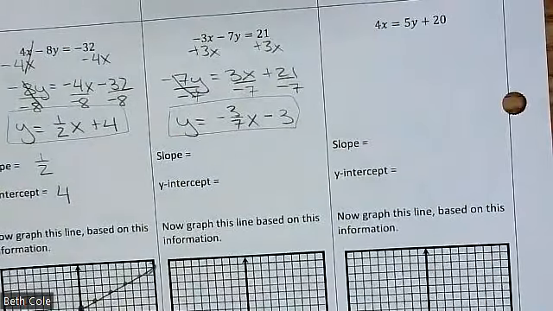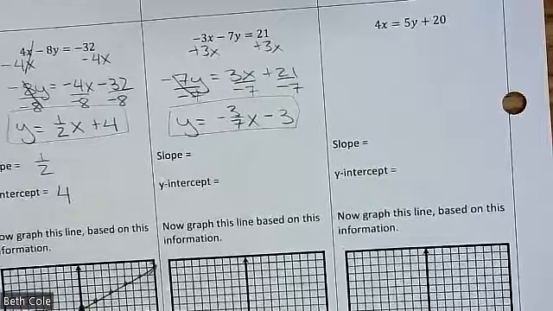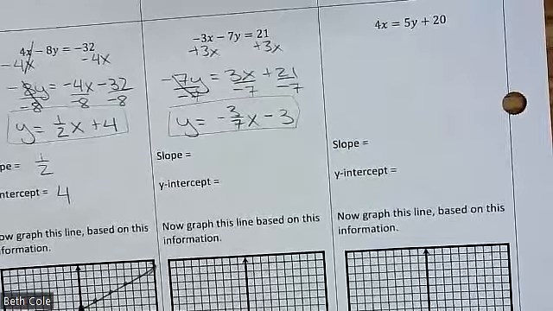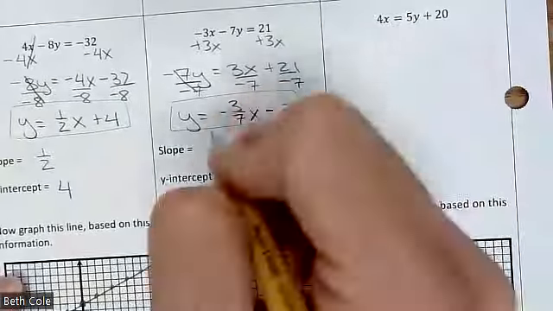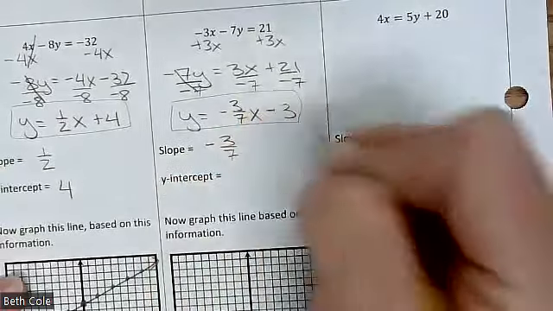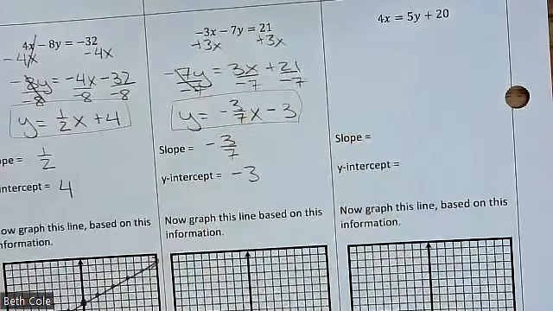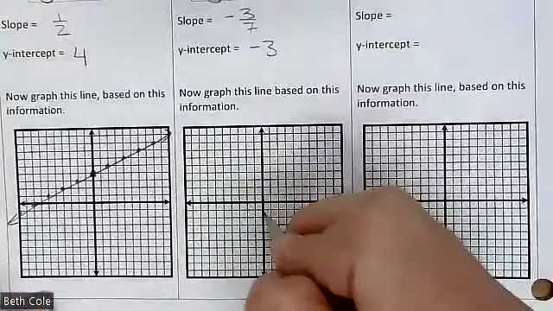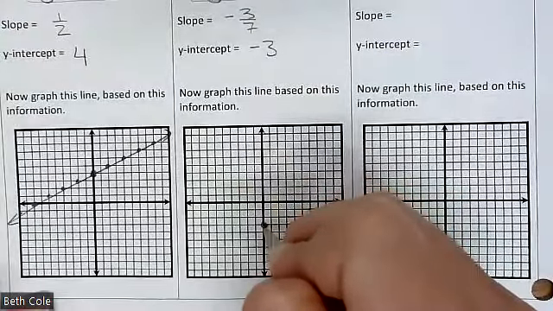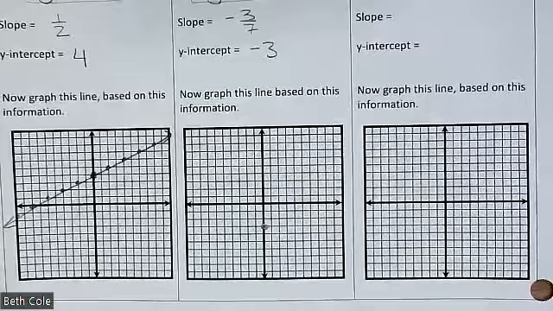Yes. You would have a calculator. You'd always be able to type it in on a quiz or test. So slope is negative 3/7. Y-intercept, negative 3. And you're going to graph that. So plot your y-intercept. So go down 3 and plot that. Are you always going to start with the y-intercept? Yes, start with the y-intercept. So it is right there.